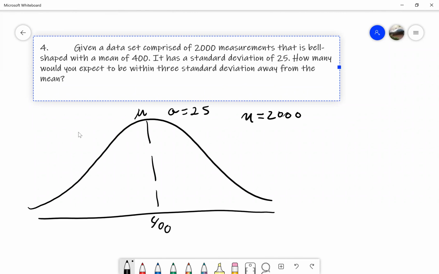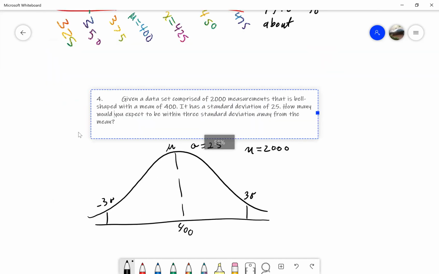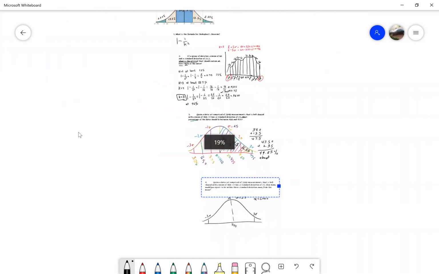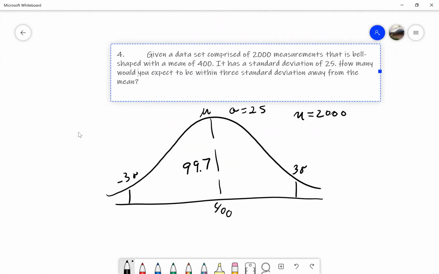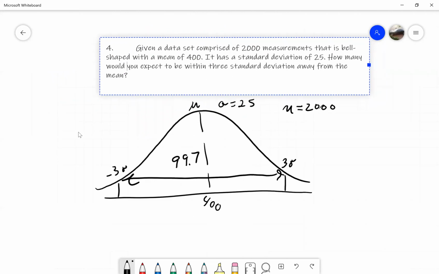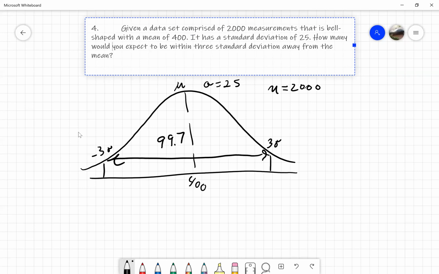How many would you expect to be within 3 standard deviations from the mean? So how many you expect to be out here? Negative 3 sigma, plus 3 sigma. What percentage would you expect first? What does the empirical rule say about 3 standard deviations away from the mean? 99.7. Okay, I agree. We expect about 99.7% to be there. But did it ask us for the percent or ask us how many?